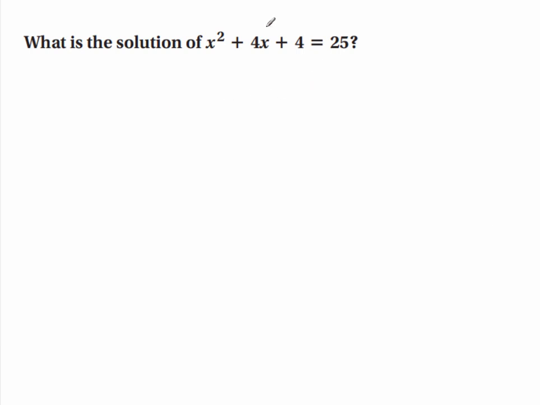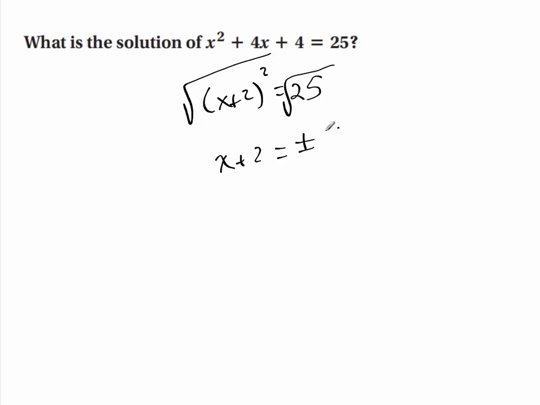Now, this one is kind of special because this is a perfect square. I can rewrite this side right here as (x plus 2) squared. So when I take the square root of both sides, I'm going to have x plus 2 is equal to, the square root of 25 is 5. So I need that plus or minus in there. So I'm going to have two problems. I'm going to have x plus 2 is equal to positive 5, and x plus 2 is equal to negative 5. So for this one, x is 3, and x is negative 7.